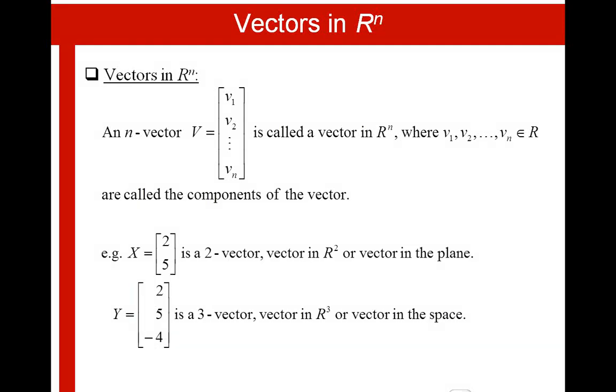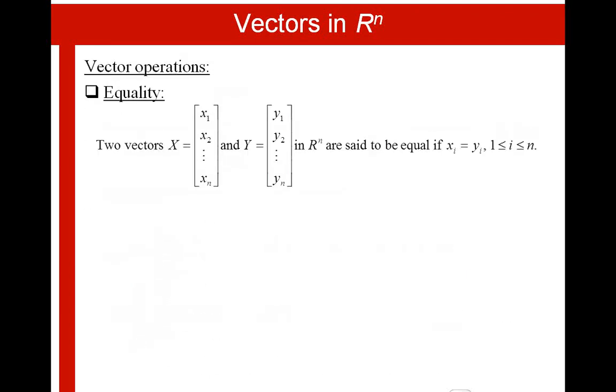Example, if the vector x is a 2 by 1 vector, it has elements 2, 5. This is a 2 vector, a vector in R2 or a vector in the plane. Another example, y is a 3 by 1 matrix. It's a column vector. It's a 3 vector in R3, or a vector in space, or 3D, 3 dimensions.